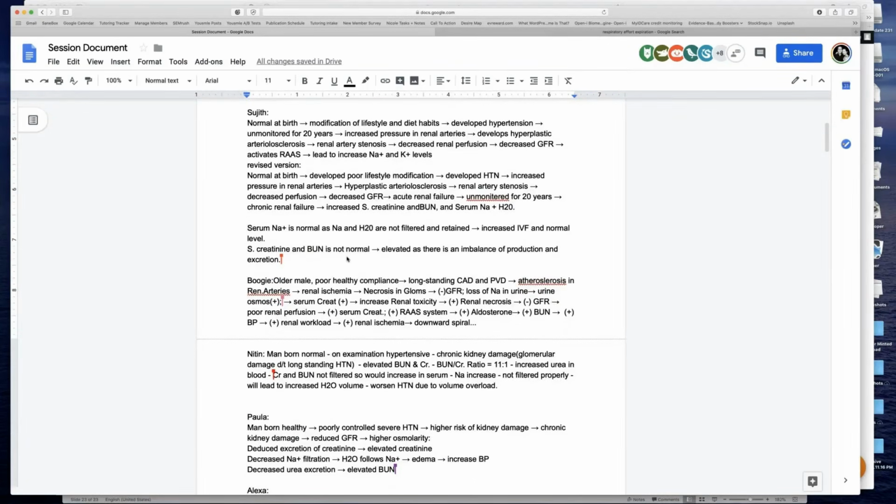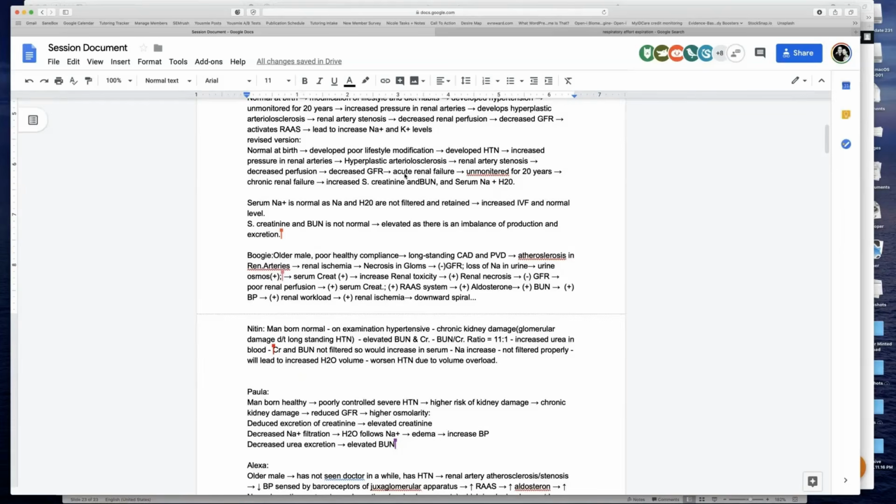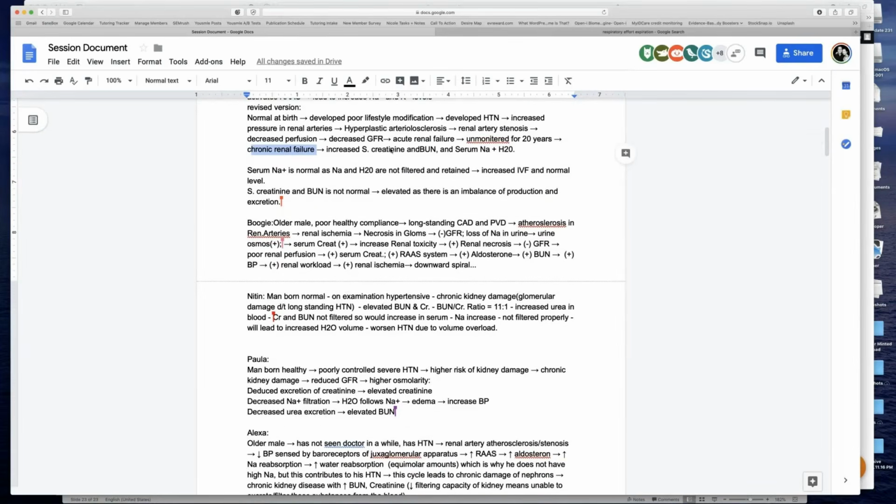Let's look at Sujith. So normal birth, good. Develops hypertension unmonitored, so increased pressure in the renal arteries. It could be renal artery stenosis, but the most likely scenario is it just caused kidney failure. A decrease in GFR, probably not acute, so ultimately it's chronic renal failure, and then increased serum creatinine and BUN. Serum sodium concentration is normal, but the intravascular fluid is up.